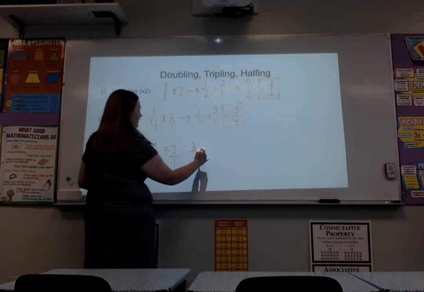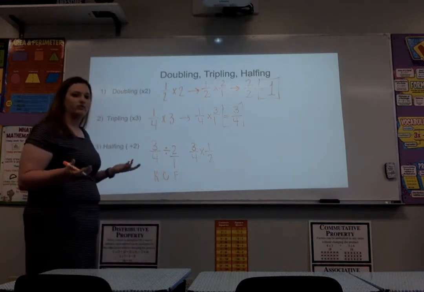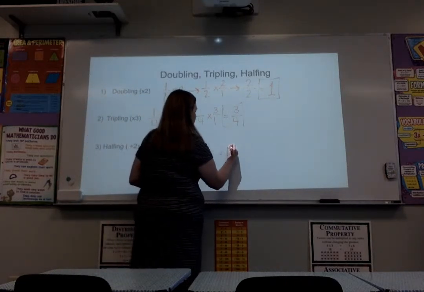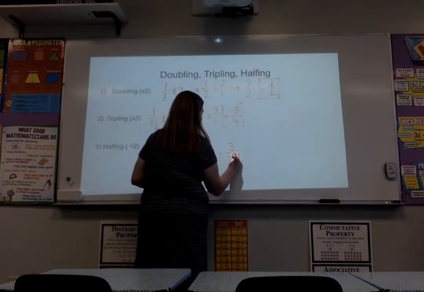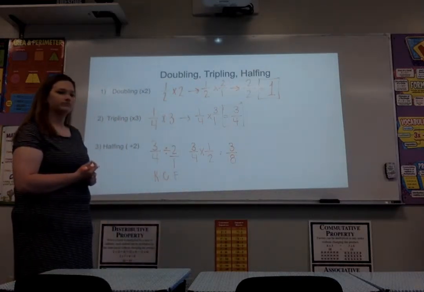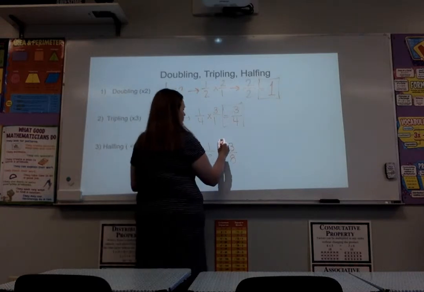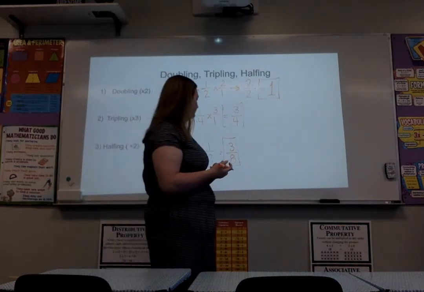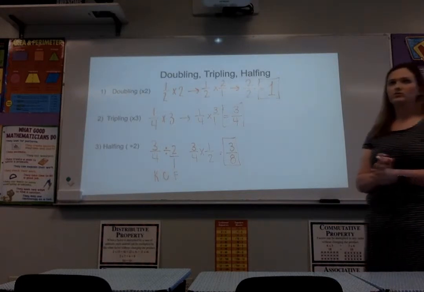So over here, this would become 3/4 times 1/2. And now this looks like your common multiplying fractions. So you can do 3 times 1, which is 3. And you can do 4 times 2, which would be 8. There is no other number that can make 3 and 8 besides 1. So your final answer would be 3/8. All right, is everybody good on doubling, tripling, and halving their fractions? Does everybody understand what those words mean?